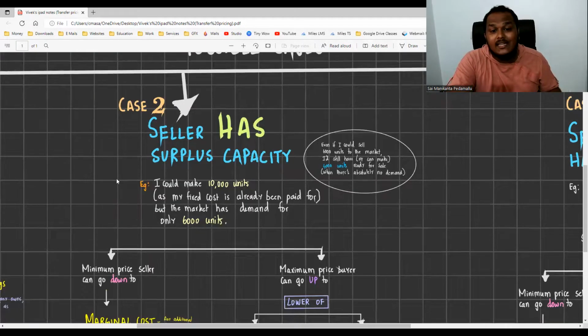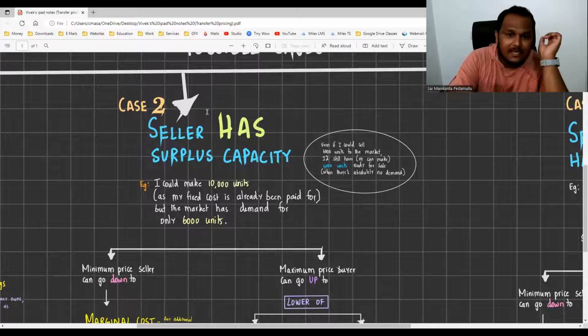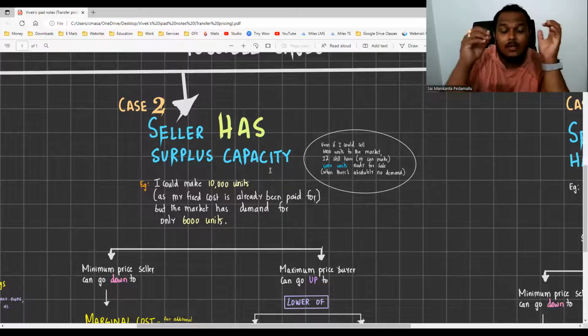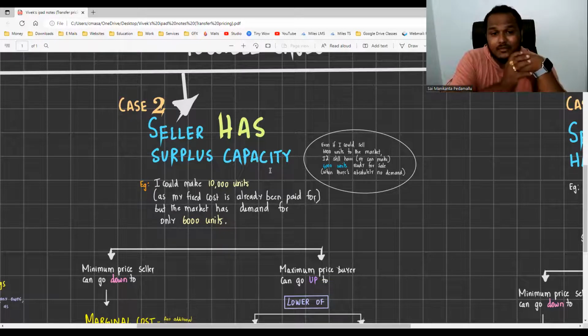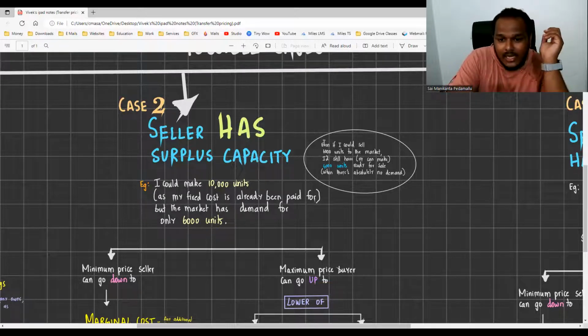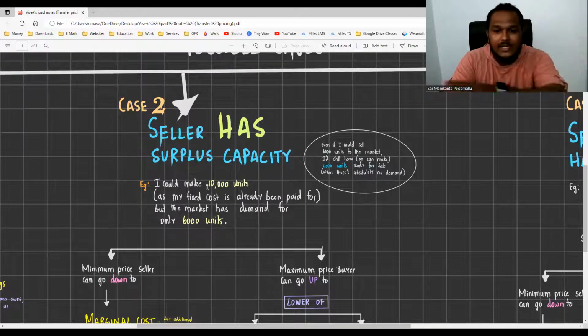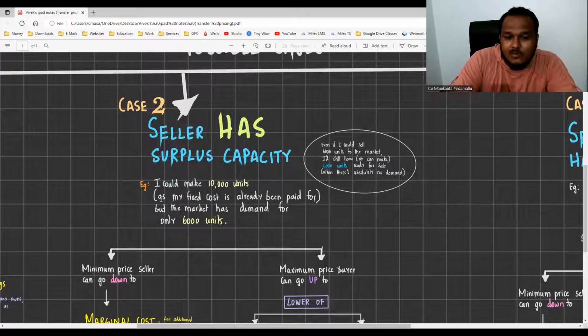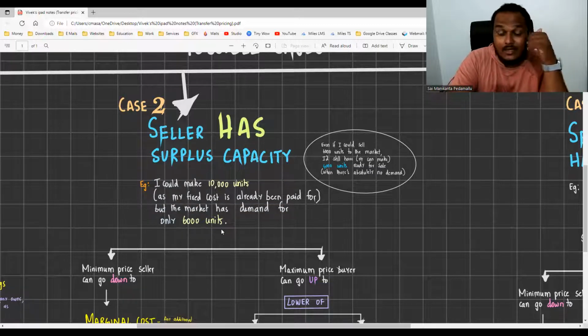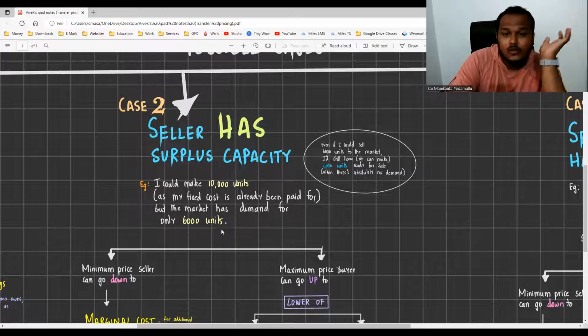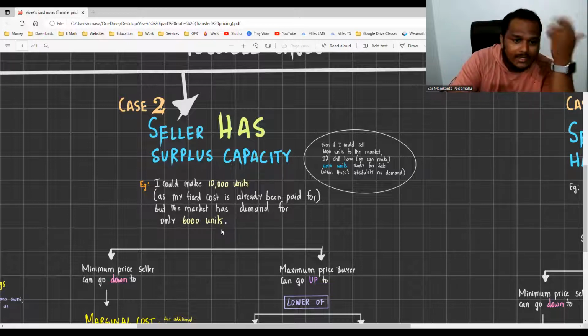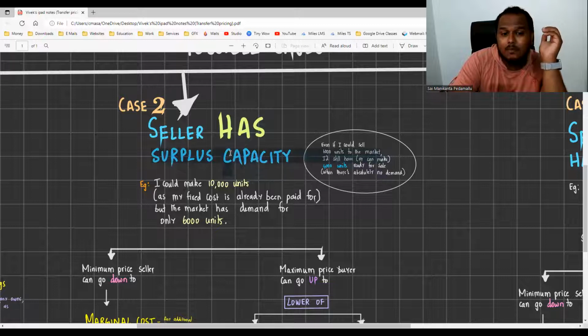Then talking about the second case, where the seller has surplus capacity. Surplus capacity means there is not sufficient demand in the market. Here he's saying, even if I could sell 6,000 units to the market, I could still make 4,000 units ready for sale when there's absolutely no demand. I could make 10,000 units as my fixed cost has already been paid for, but the market has demand for only 6,000 units. So the surplus 4,000 units, even if I produce them, are useless for me because there is no demand. So the seller has surplus capacity.